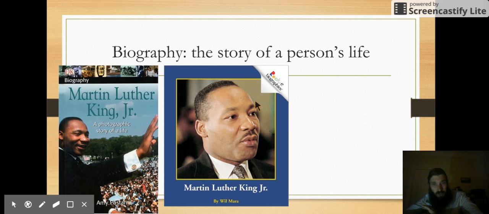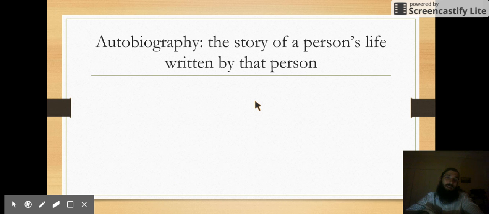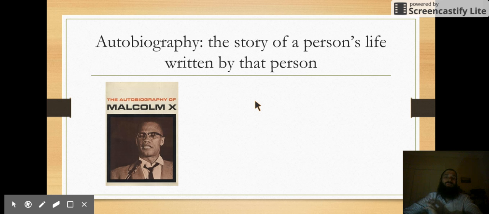Now, sometimes we're really lucky because we get to read a biography written by the person that we're studying. This is called an autobiography. That's the story of a person's life written by that person. So earlier we studied Malcolm X. Some of what we know about Malcolm X comes from an autobiography that he wrote. That's the story of his life written by him. What a great source of information. The story of a person's life written by that person.